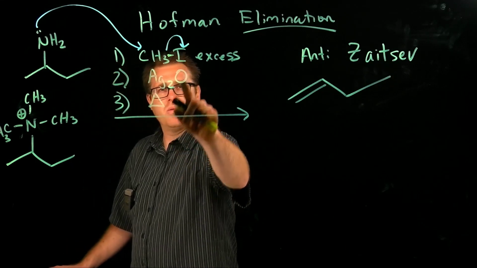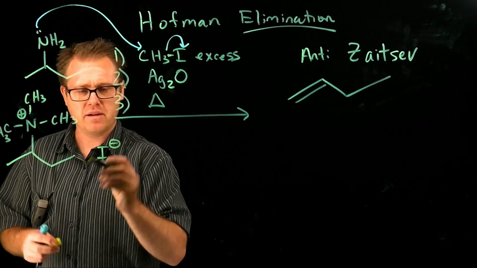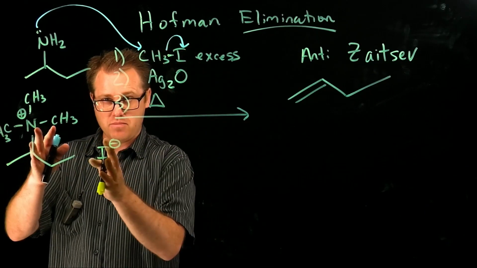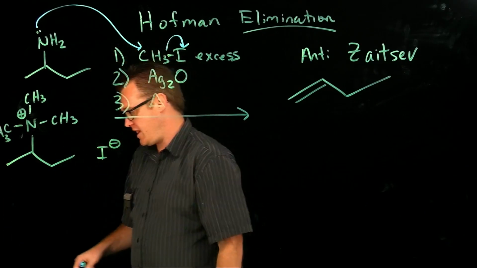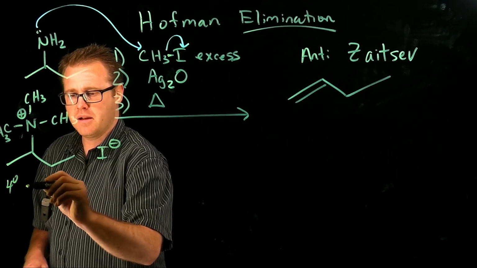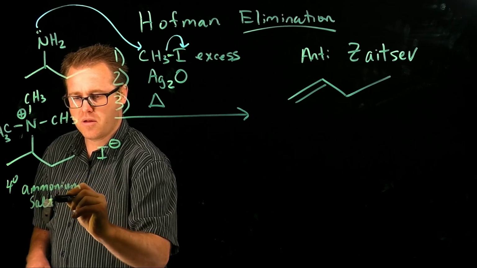But there we have iodine. So what do we have? There's a lot of iodine floating around as well. So that negative charge and that positive charge, they're going to associate with one another. And so we would have a quaternary ammonium salt.